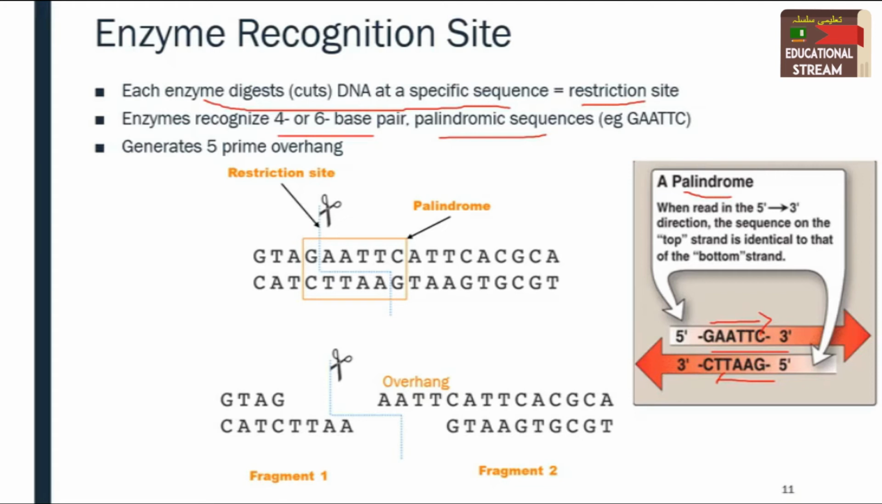Such sequences are known as palindromic sequences, and when the restriction enzyme makes a cut after this G, and after this G, then overhangs are produced. These sequences are known as the overhangs. It means there is the formation of two fragments, fragment 1 and fragment 2. These two fragments are formed with the overhangs, which are created by cutting with the restriction enzyme.